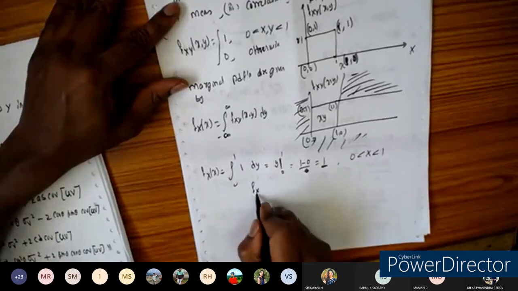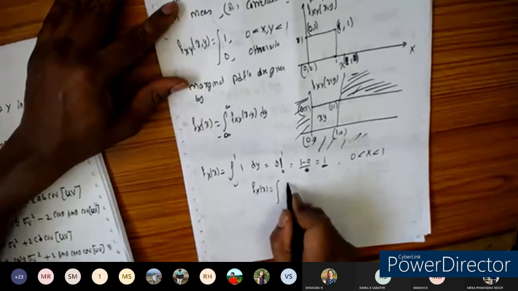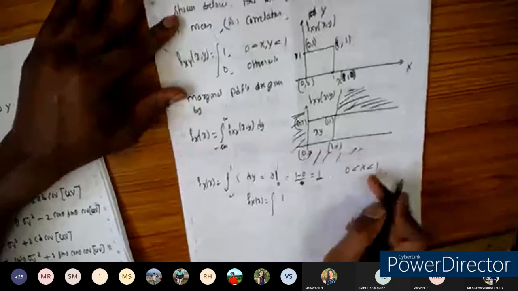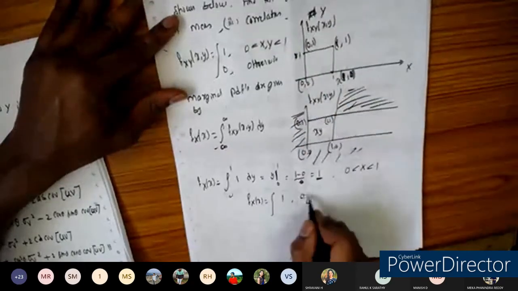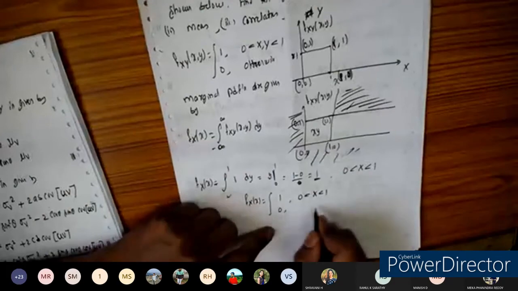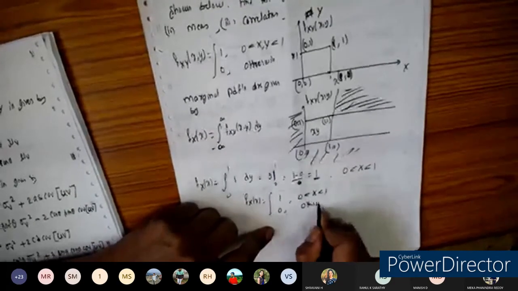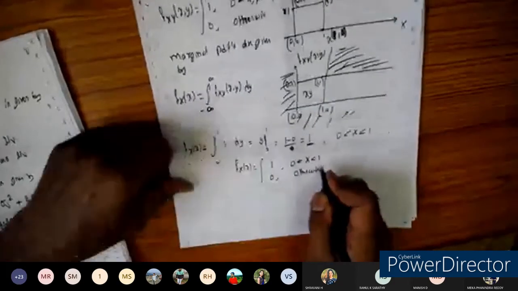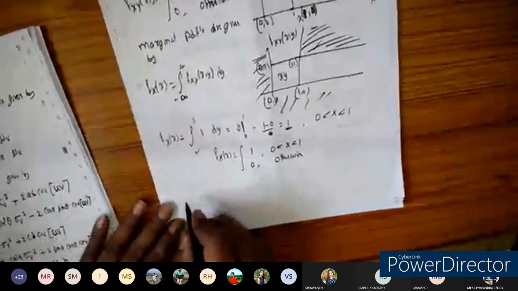Let me rewrite here. fx of x will be equal to 1. This is because it has been defined within this limit only: 0 less than x less than 1, and 0 otherwise.